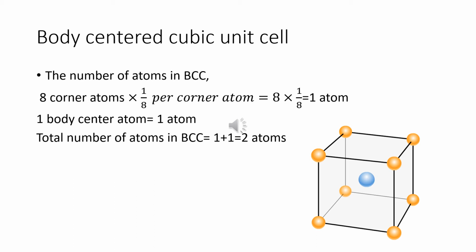The number of atoms in the body-centered cubic unit cell: it has 8 atoms in its corners. So 8 corner atoms into 1 by 8, because each corner atom is shared with other unit cells, equals 1 atom. Then one body center atom equals 1 atom. So 1 plus 1 equals 2 atoms. So how many atoms are present in BCC? That is equal to 2.